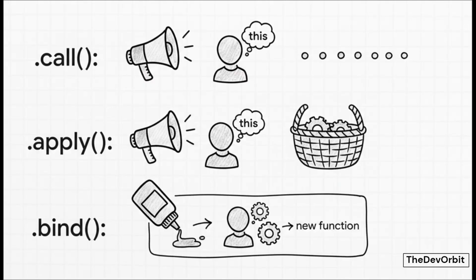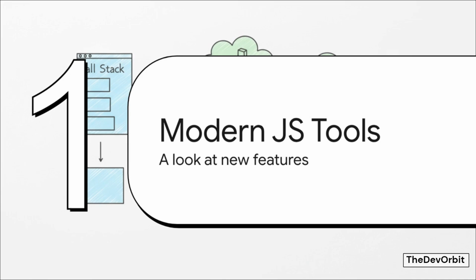So about those tools for explicit control, you've got 3 main ones. .call and .apply are pretty similar. They both run the function for you right now and let you specify what this should be. The only difference is how they take arguments. But .bind is the odd one out. It doesn't run the function at all. Instead, it returns a new function that has its this value locked in permanently. Super useful.